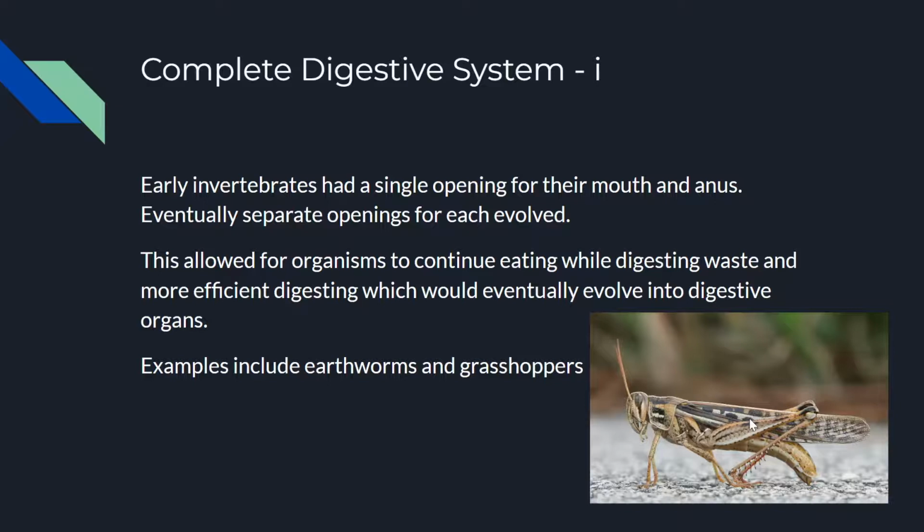The next is a complete digestive system. Early invertebrates had a single opening for their mouth and anus. Eventually, separate openings evolved, and this allowed organisms to continue eating while digesting waste, and for more efficient digesting, which would eventually lead into evolving individual digestive organs. A good example of this is earthworms and grasshoppers.